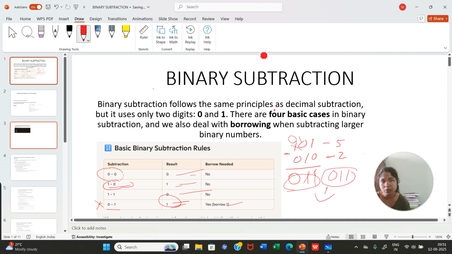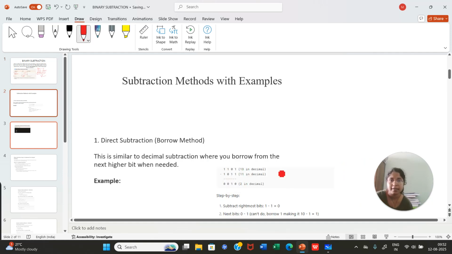0, 1, 1 is equal to 3. So we already discussed these binary values, binary bits in a decimal. So 5 minus 2 is also 3. We got the right answer. Got it? So same thing we need to follow here. One more example is there here.